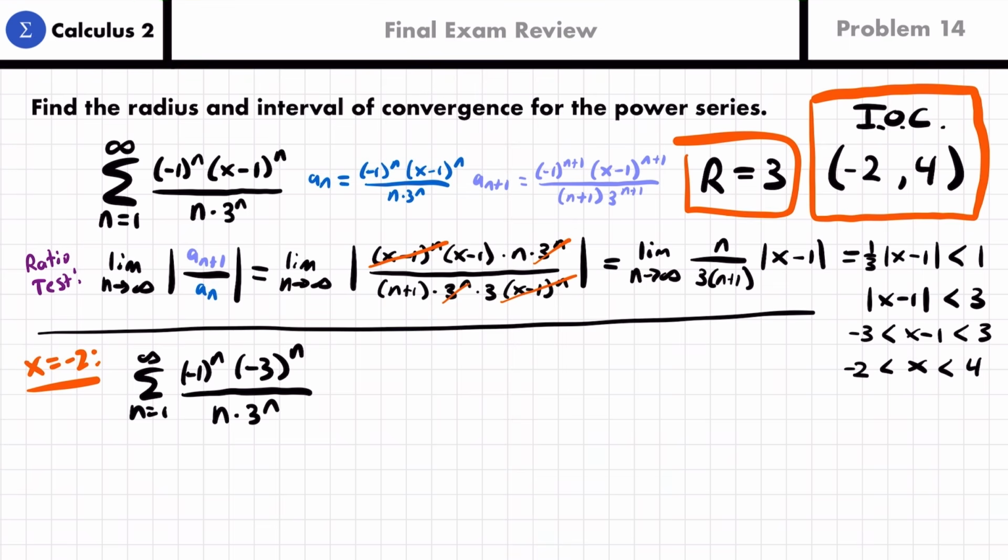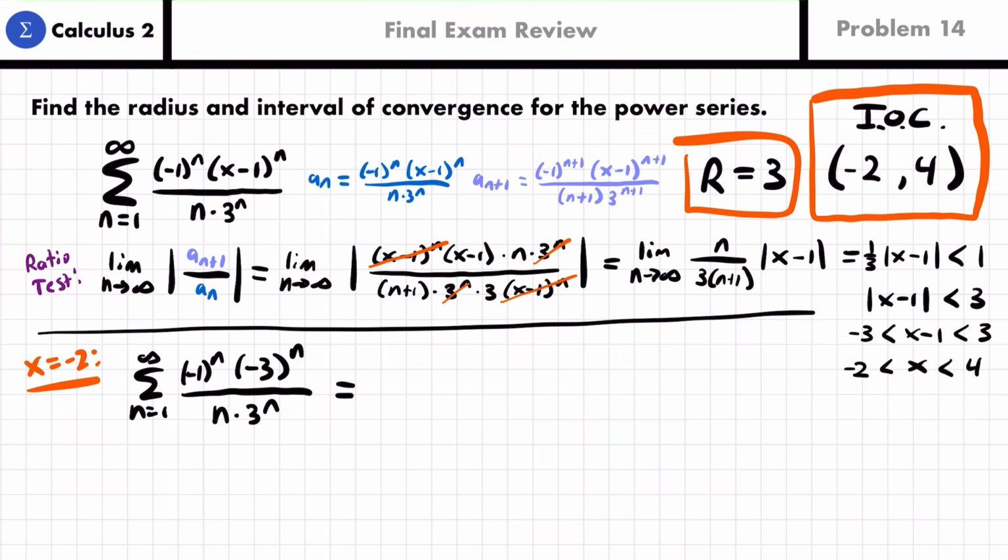But before we try to determine if this series converges or diverges, we should try to simplify it as much as possible, because that might help us avoid any potential extra work. And what I notice here is that we have -3 to the power of n. We could rewrite that as well. We could break it up into -1 to the power of n times 3 to the power of n, right?